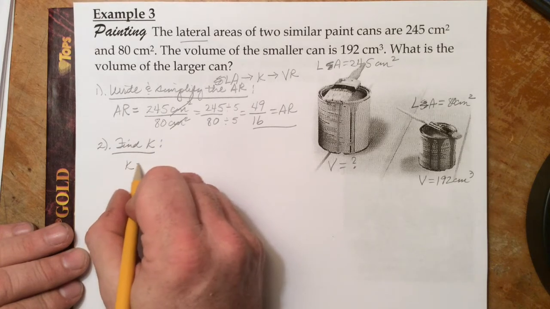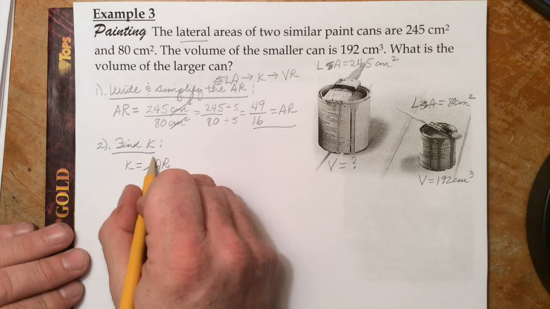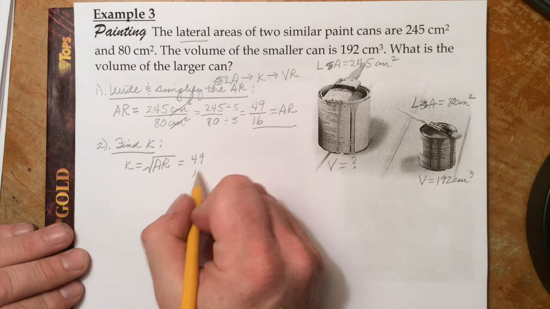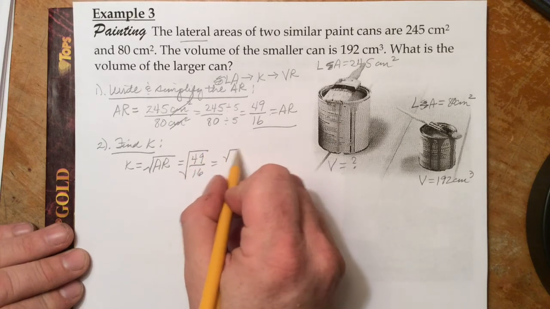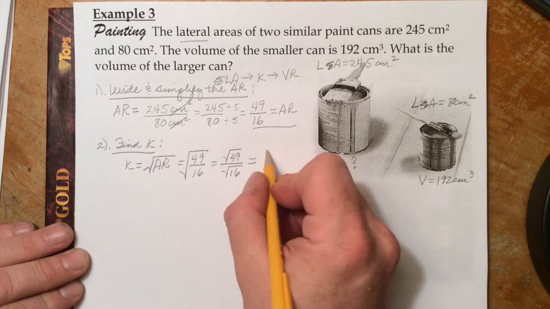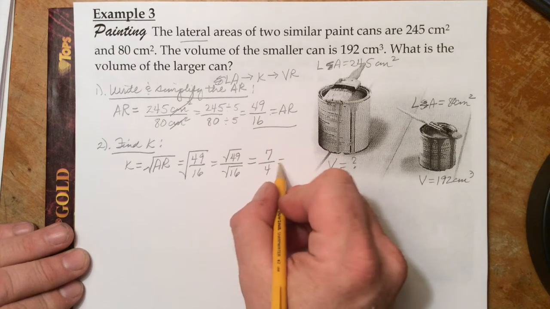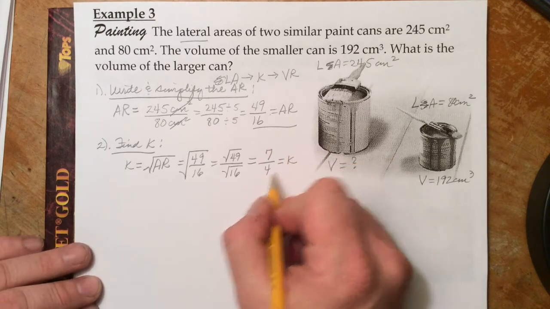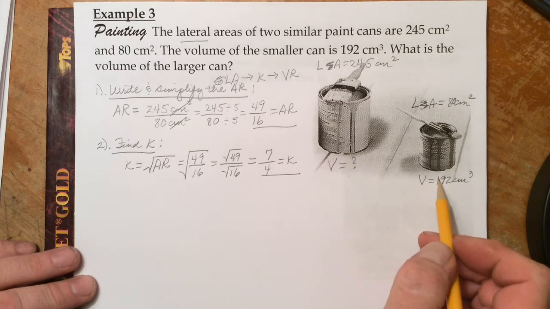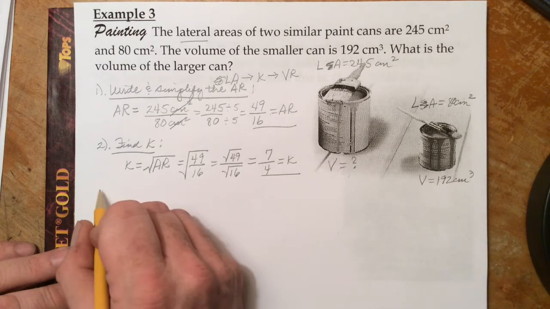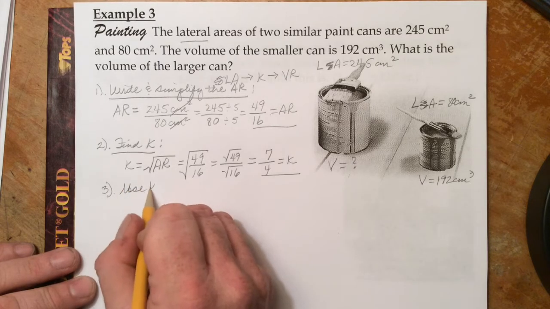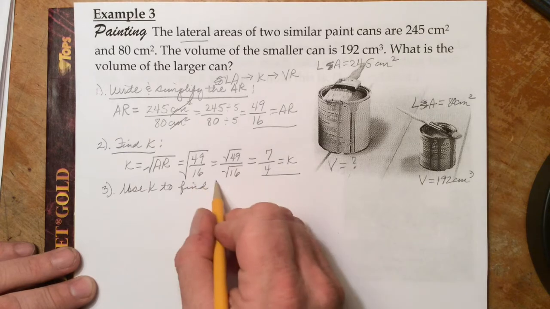To find K, when we have the area ratio, we have to take the square root of it. So we take the square root of our area ratio, 49/16, which means we can take the square root of the top number, or first term, over the square root of the second term. The square root of 49 is 7, and the square root of 16 is 4. So our scale factor K is 7 to 4. Now that we have the scale factor, we're looking for volume, so we need our volume ratio now. So third, we use K to find the volume ratio.